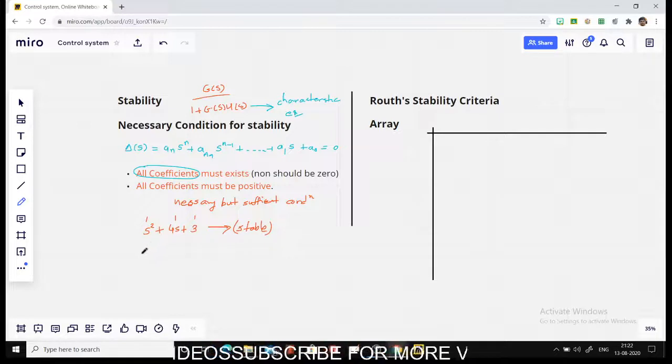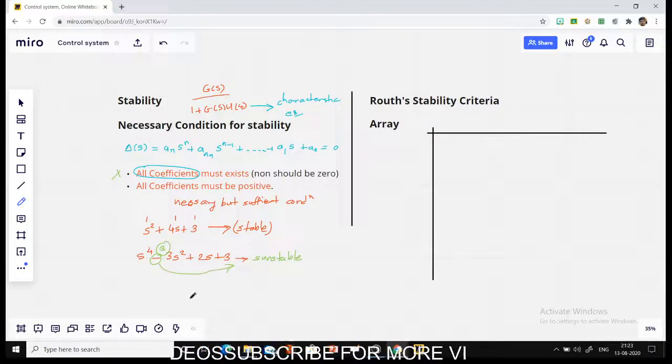Okay. So if I give a case of s^4 - 3s^2 + 2s + 3, in this case the s^3 term is missing. So this first condition is not satisfied. That means the system is surely going to be unstable. Similarly, all coefficients must be positive. Even though s^3 is there, this minus sign will make my system unstable. So these are necessary but not sufficient conditions.